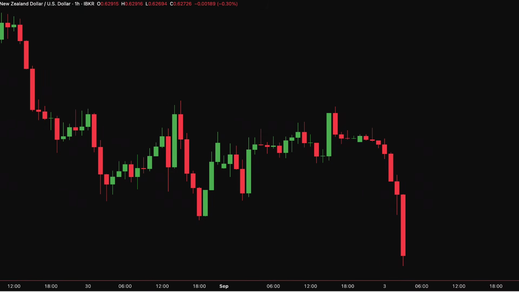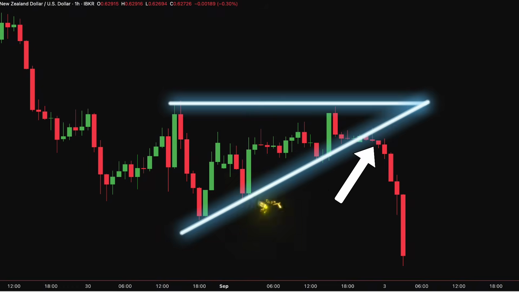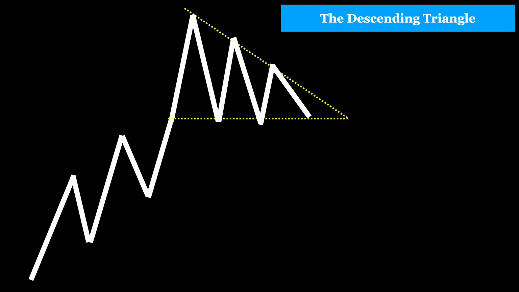Look at this chart example. Price is in a downtrend, builds the triangle with equal highs and rising lows. The break below the trend line confirmed bearish continuation. But had price broken above, it would have been a bullish reversal signal. Now, let's take a look at the descending triangle, another common pattern used to anticipate both reversals and continuations depending on market context. In an uptrend, the descending triangle can sometimes signal buyer exhaustion and a potential reversal.